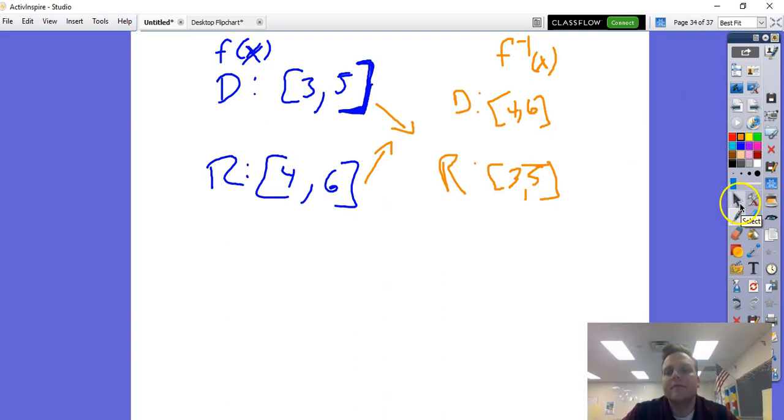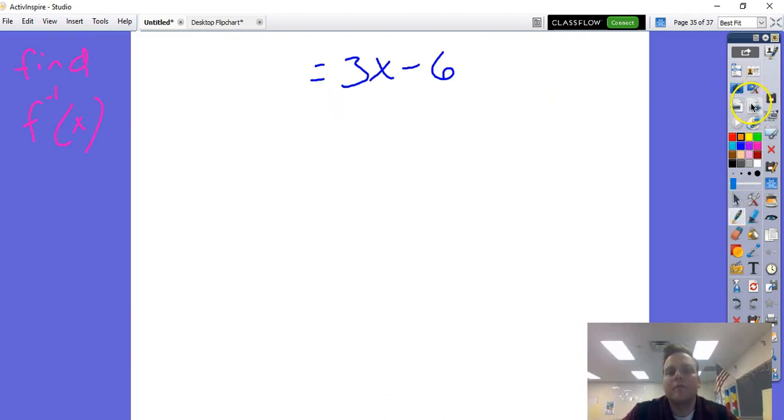All right, next problem. Okay, now this is where it starts to get a little tricky. Okay, so I should have f of x equals this right here. Okay, so f of x is equal to 3x minus 6. And I want you to find, as you can see off here to the side, f raised to negative 1 of x. So I want to find the inverse.